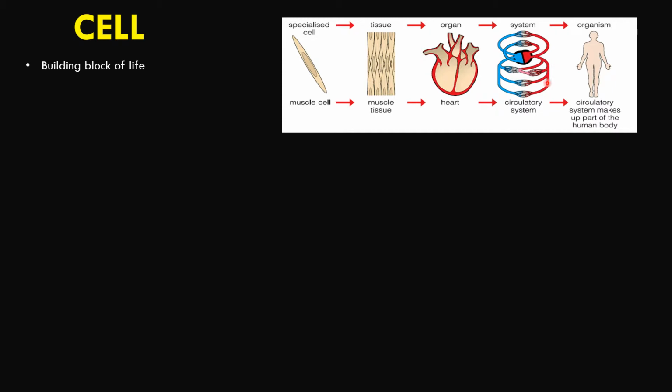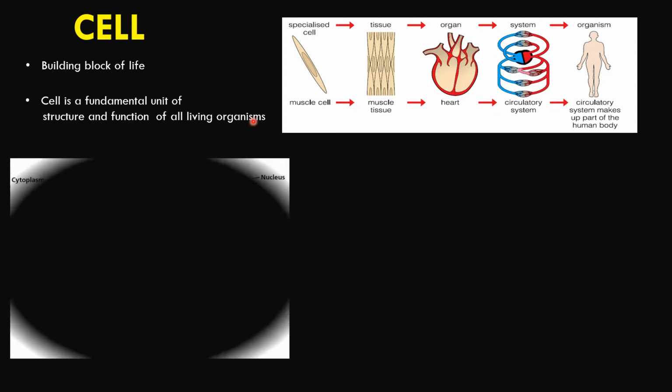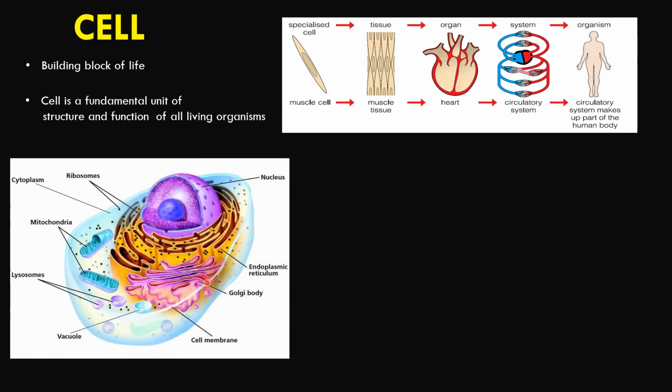Now, these organ systems will correlate and coordinate with other organ systems to carry out various physical, chemical, and metabolic processes in an organism. Thus, the cell is the fundamental unit that carries out all the structural and functional activities of the organism. So let's look deep into the structure and functioning of the cell one by one.